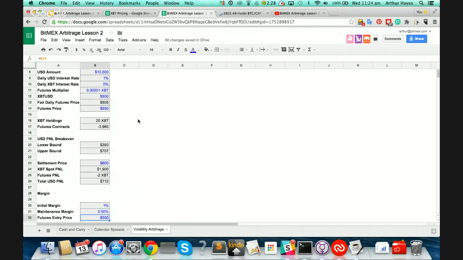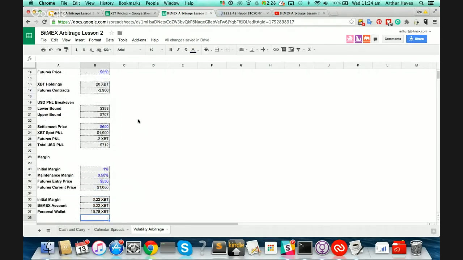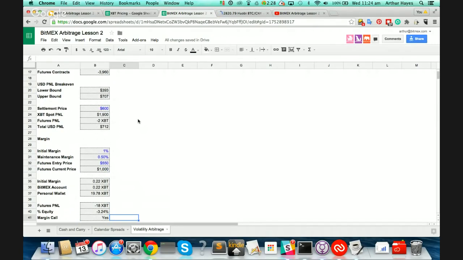Now, again, we also have to watch our margin very closely with this strategy. I do not suggest using this strategy with the full amount of leverage that we offer at BitMEX. So the daily contract right now allows for an initial margin of 1% or 100x leverage and a maintenance margin of 0.5% or a maximum of 200x leverage.